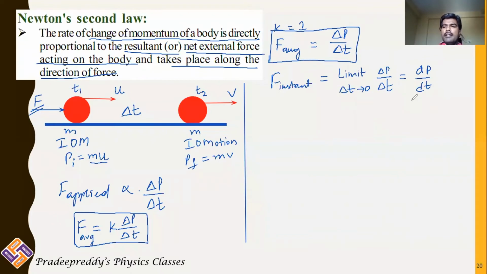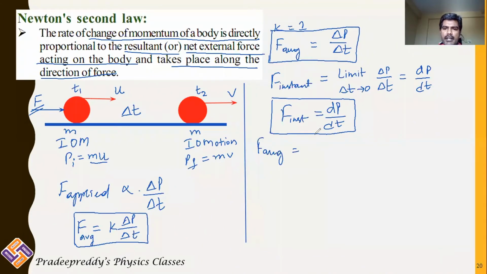This we have already learnt in motion in a straight line. In motion in a straight line, we have defined the difference between instantaneous velocity and average velocity. There you will be learning about this. So F instantaneous can be simply written as dP divided by dt, that is instantaneous force.